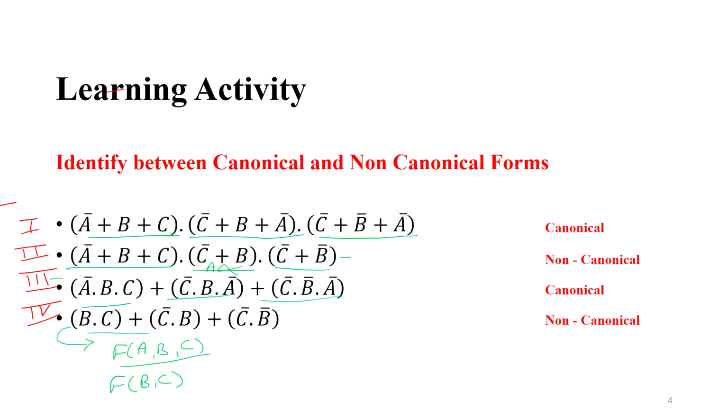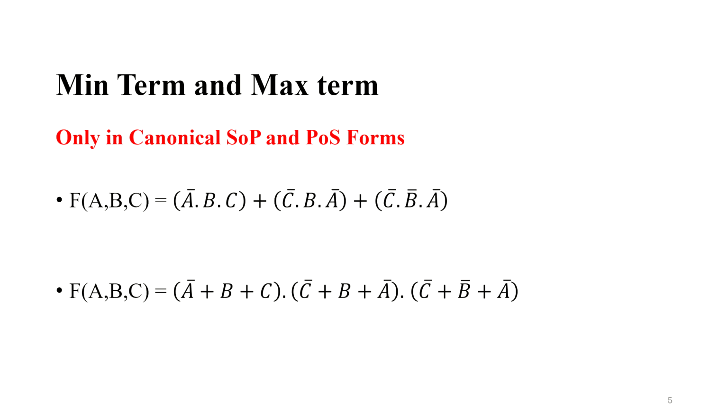So this is a, just put a star here. This is conditionally non-canonical. Okay, variables are not given. Clear? Now come to the next one, Minterm and Maxterm.